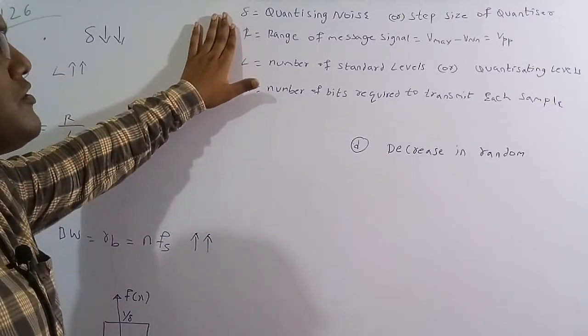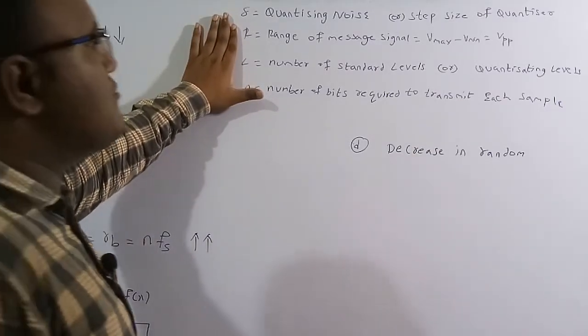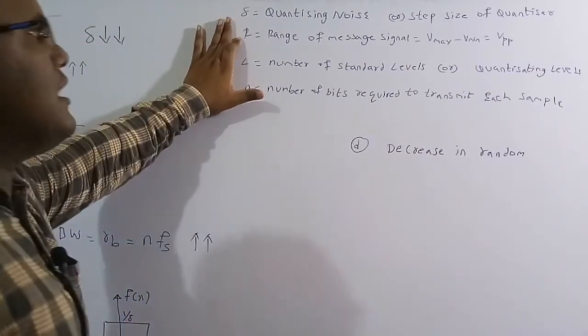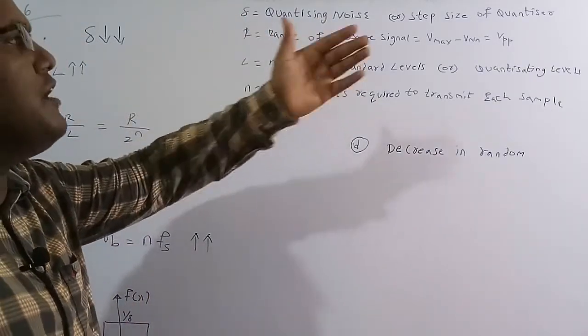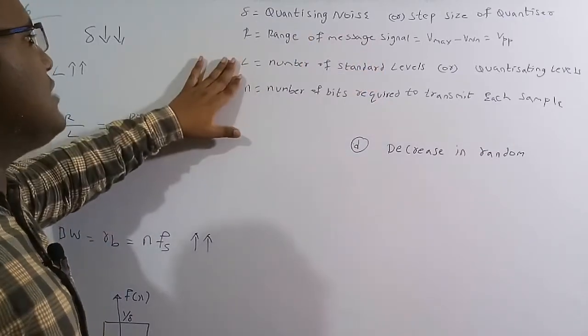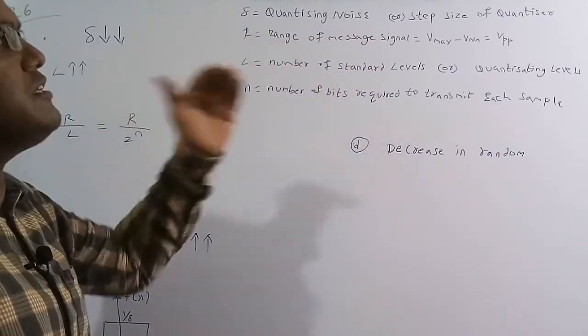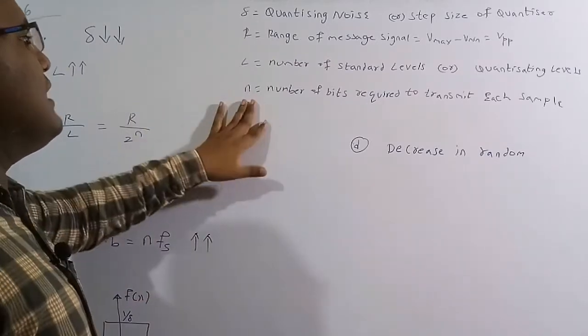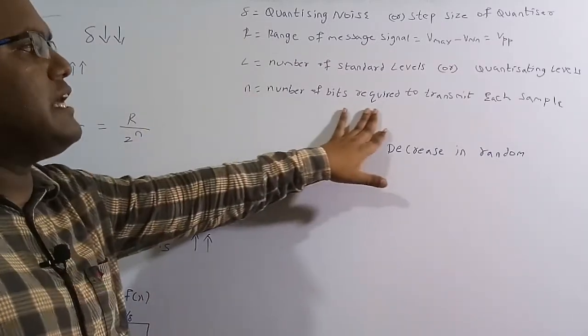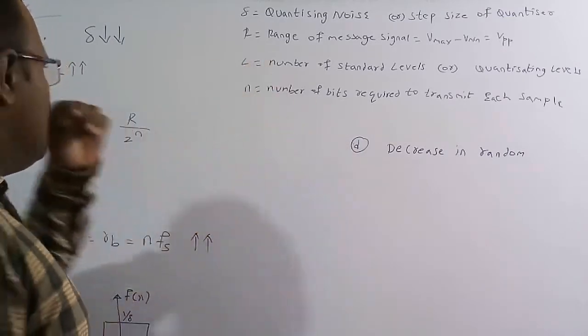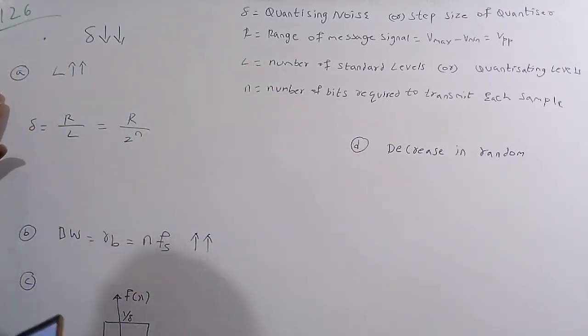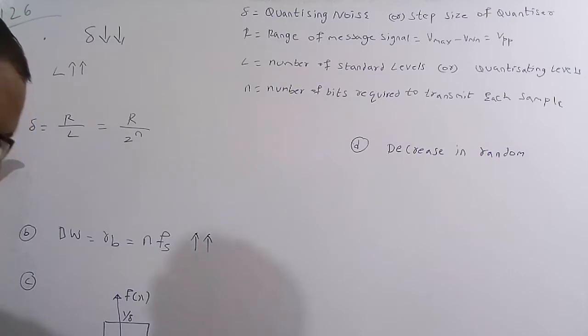Delta is called the quantizing noise or step size of the quantizer, and R is called the range of the message signal, which is V max minus V min. We can say it is the V peak to peak voltage. L is called the number of quantization levels, and n is called the number of bits required to transmit each sample, meaning the number of bits per sample. In option A, they have said increase in the number of quantization levels.